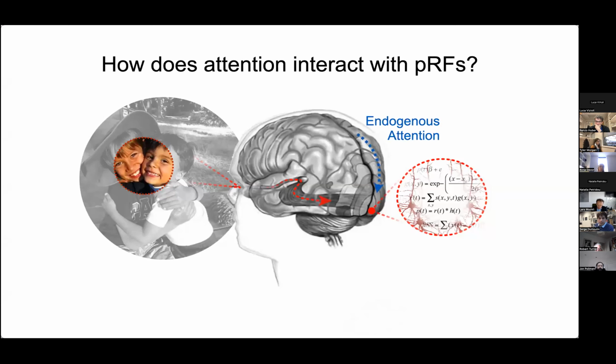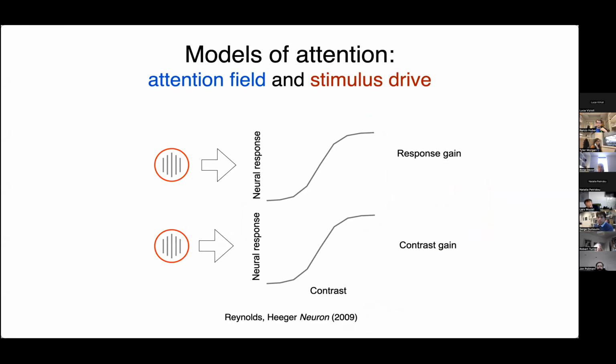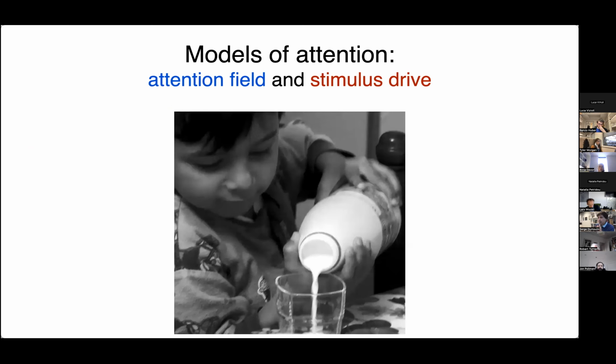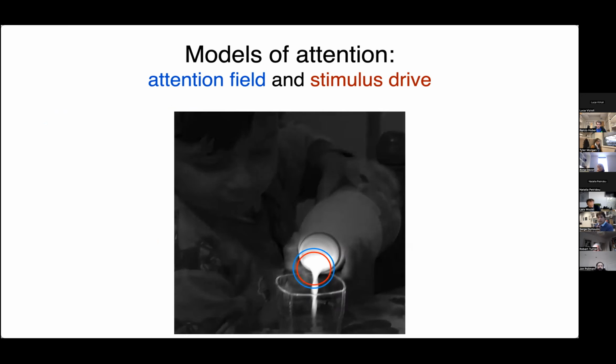What we're interested in here is how attention interacts with population receptive fields. And I think we need to explain a little bit of the modeling approach. Reynolds and Heeger proposed that we can model attention as another receptive field, and they used it to explain things like contrast gain and response gain. So basically a multiplication of the two, which boosts the responses. And I think this is the most well-known effect of attention. If you look at the kids here and you pay attention to whether they're spilling the milk, you place your attention field there and you boost the responses at that location of the visual field. This is what I'm trying to illustrate here.